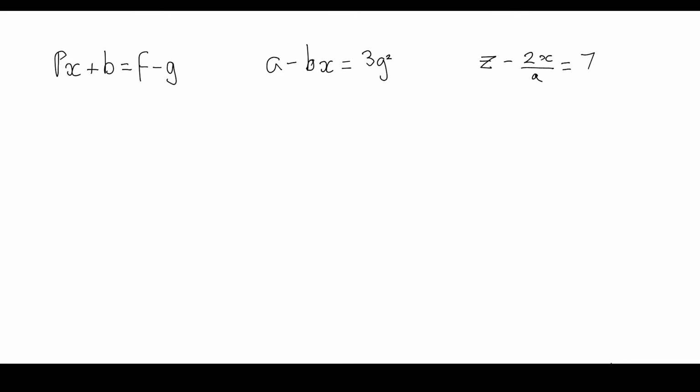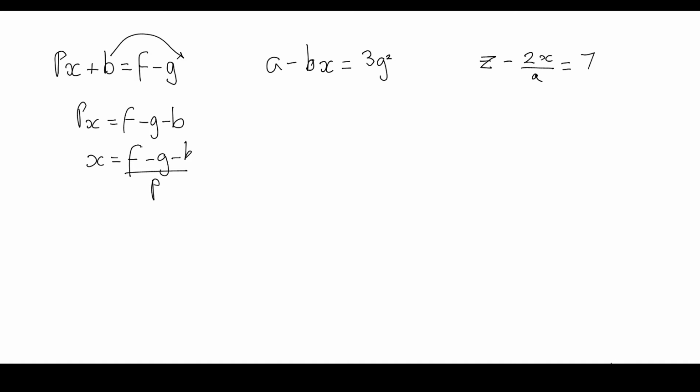So on the first equation, to get the x term on its own, I'm going to need to move the b over to here. So I end up with px equals f minus g. The b is changing side, so it's going to change sign: minus b. And then we need to split off the multiplying by p by dividing by p. So that's going to give us f minus g minus b all over capital P.